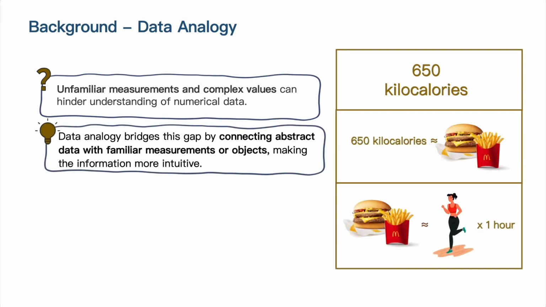Data analogy bridges this gap by connecting abstract data with familiar concepts, making it easier to understand. For instance, instead of 650 calories, we might say, the energy of a hamburger and fries, or the calories burned after an hour of running, which is easier to understand.